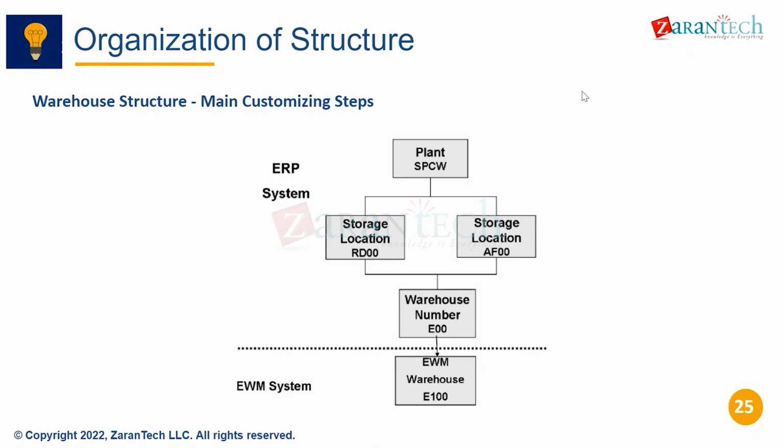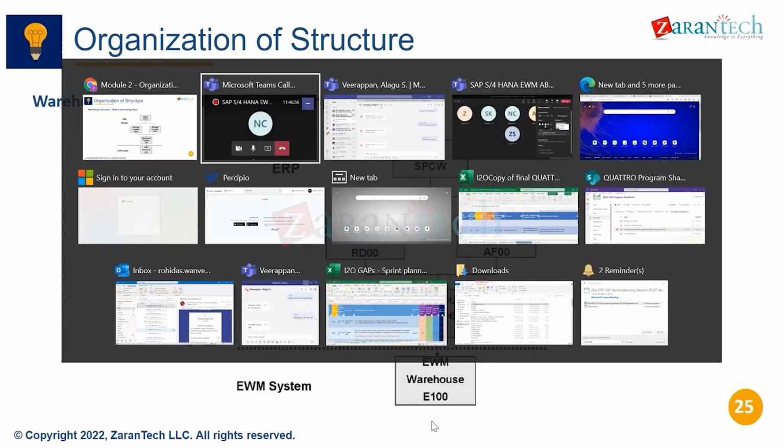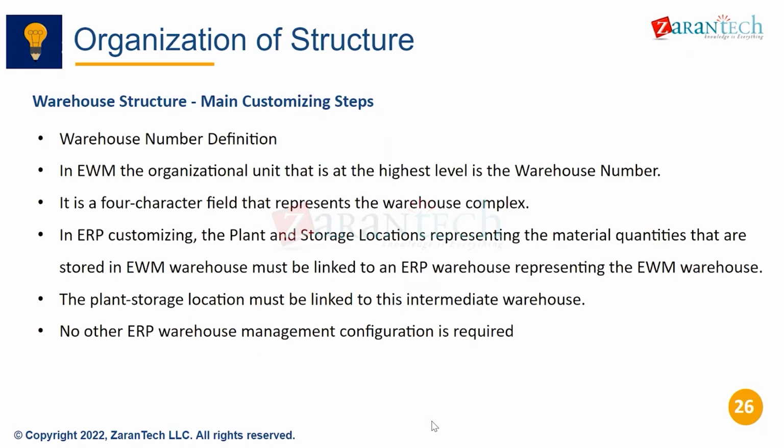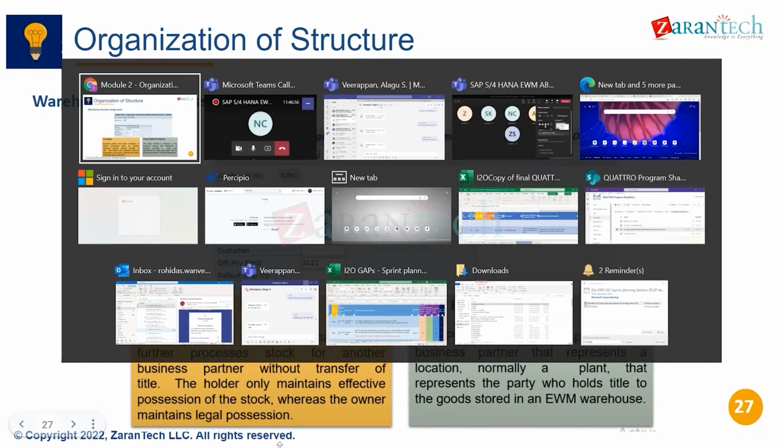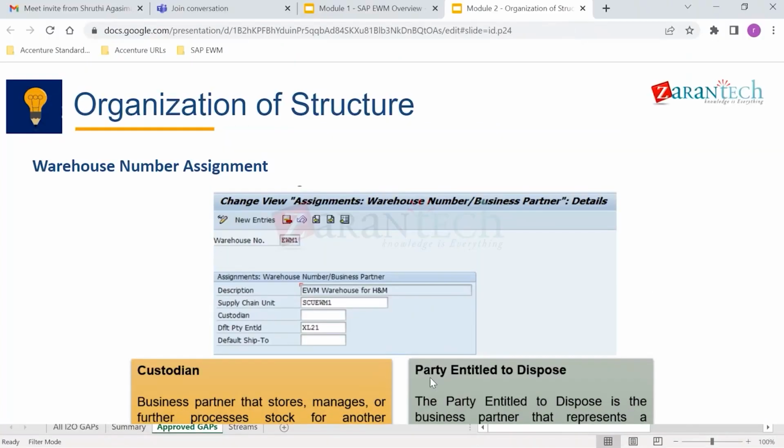Yeah, and now we'll see the customization steps with the warehouse structure, the plant, storage locations and warehouse numbers, into the EWM. This is something starting with the EWM config. Let me show you first the ECC basic config, how it is there.